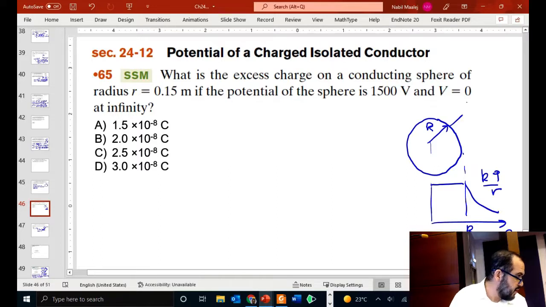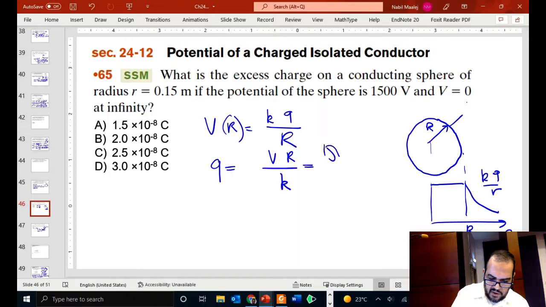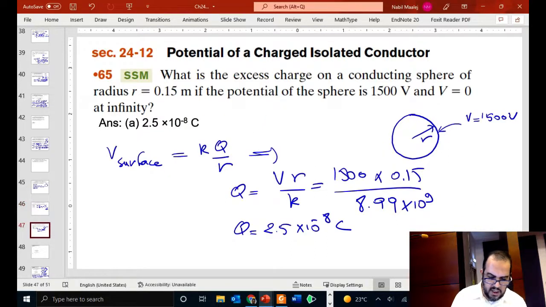Remember the shell theorem, if we are outside the sphere, we can treat the sphere as if it's a point charge located at the center of the sphere. So we know the potential at the surface at R is just equal KQ divided by R. So I can solve for Q, the charge, it's just equal the potential times R divided by K. So this is 15,000 times the radius, which is 0.15 meters, divided by K, so 10 to the power 9. And the result is 2.5 times 10 to the minus 8 coulombs.